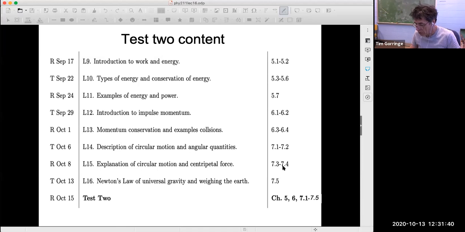I've posted on this slide the chapter and section numbers that are relevant to the test. There was originally a mistake here. It said 7.1 to 7.4. That was from an old textbook. It's now 7.1 to 7.5 in the new version of the textbook.